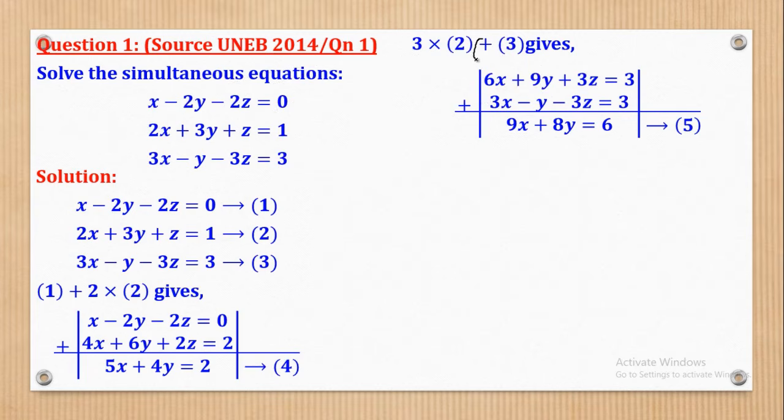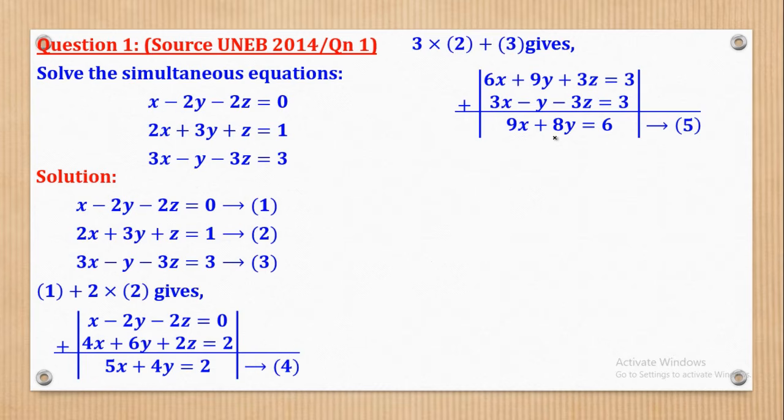Then next we are supposed to add. When we add, we shall come up with this, and this gives you 9x, this and this gives you 8y, this one cancels, and this one becomes 6. So in that case we have got 2 equations, equation 4 and equation 5, with only 2 unknowns, x and y.